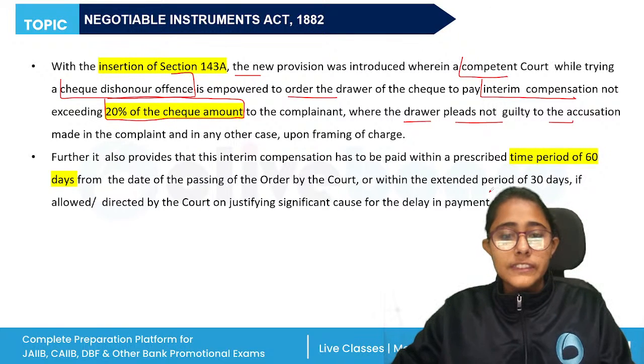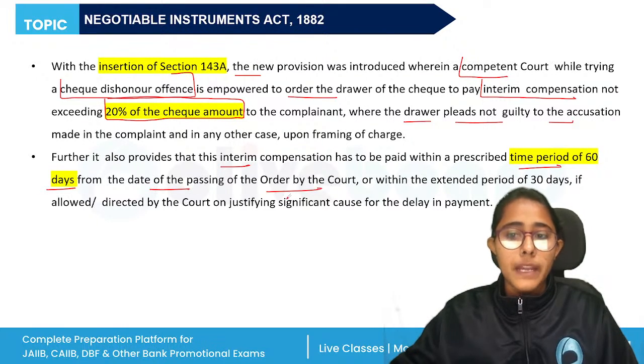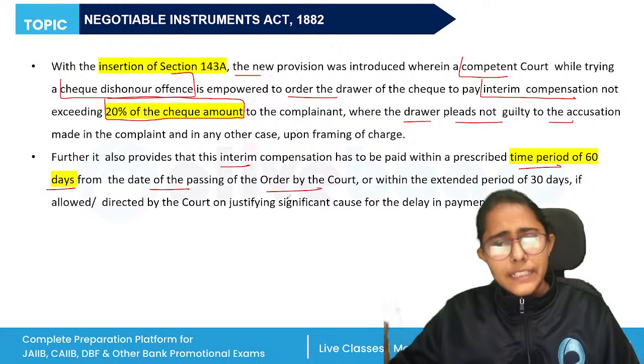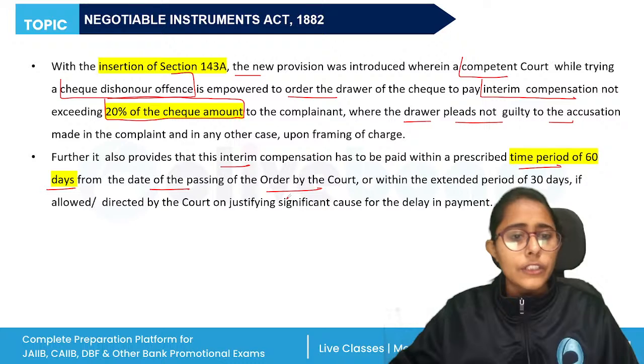Further, it also states that this interim compensation has to be paid within a prescribed time period of 60 days from the date of passing of the order by the court, and then it can be extended by 30 days if significant cause for the delay has been provided to the court.